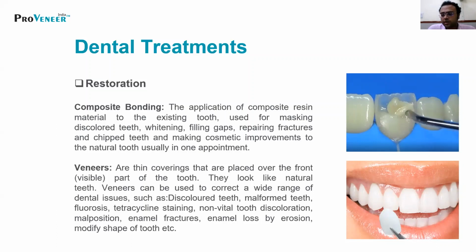A lot of people suffer from discolored teeth, malaligned teeth, small teeth, malformed teeth, tetracycline staining, etc. A cosmetic correction is always done using veneers. Veneers are micro thin prostheses which are bonded to the tooth and help in modifying the shape and color of the tooth, and hence improve the cosmetic appearance of the patient.